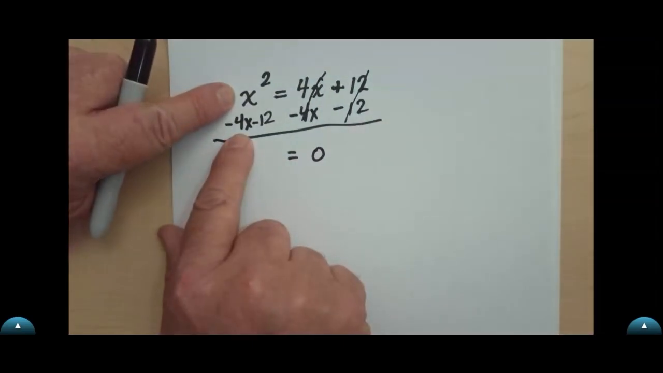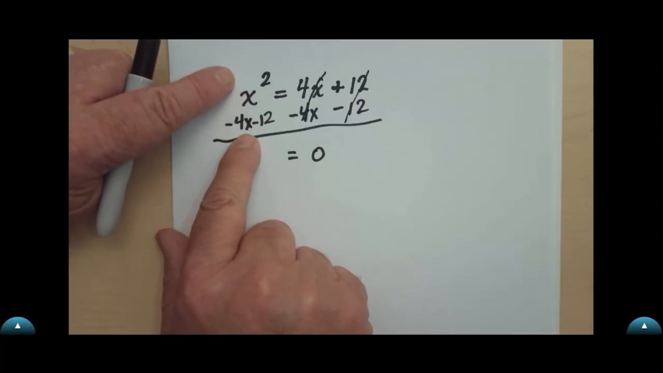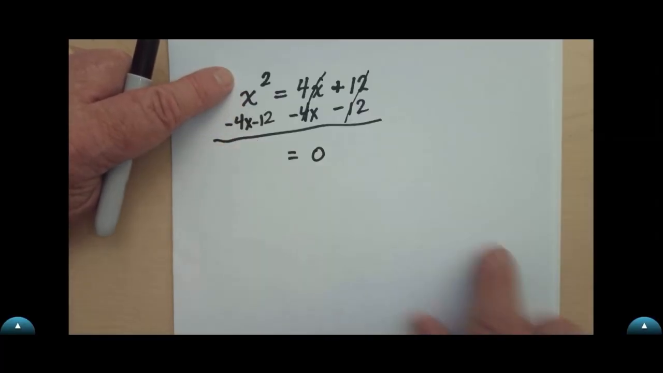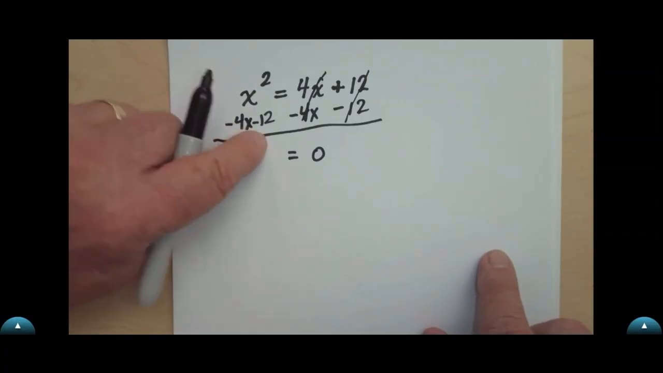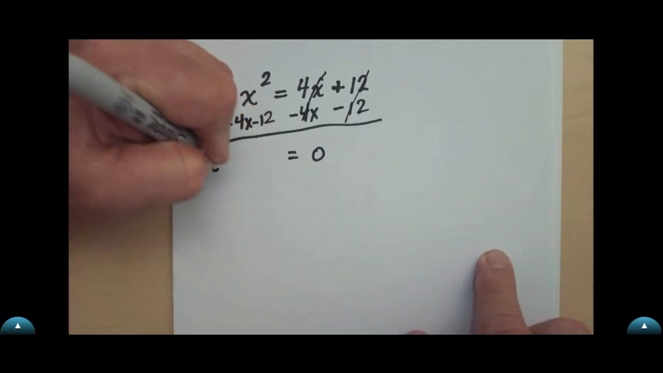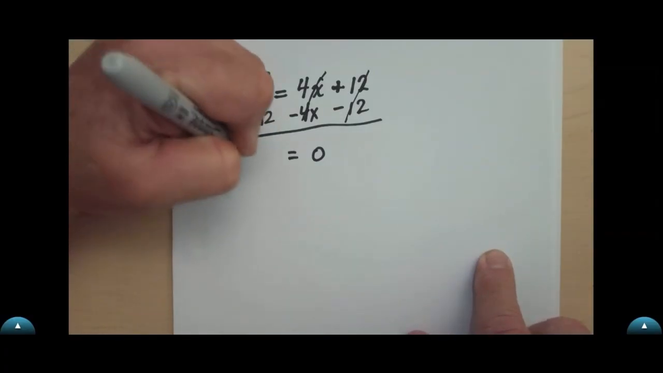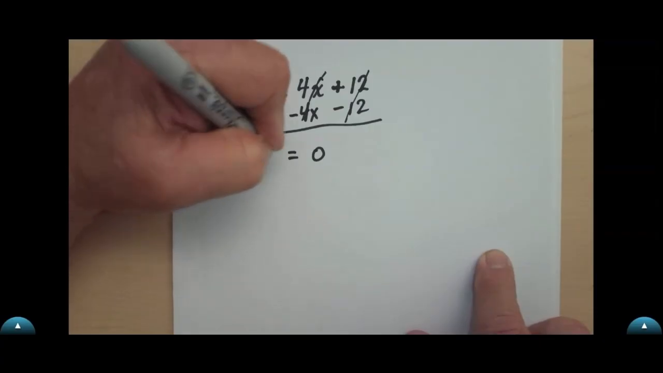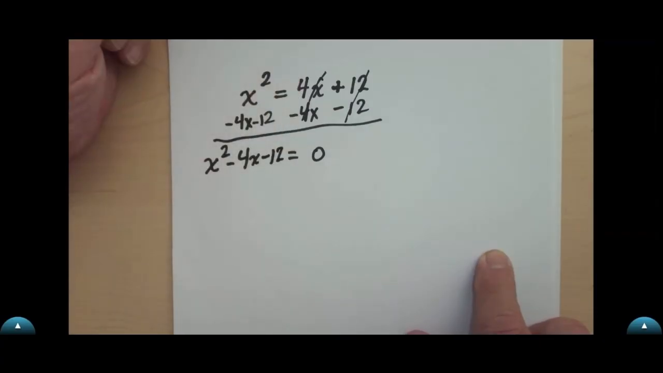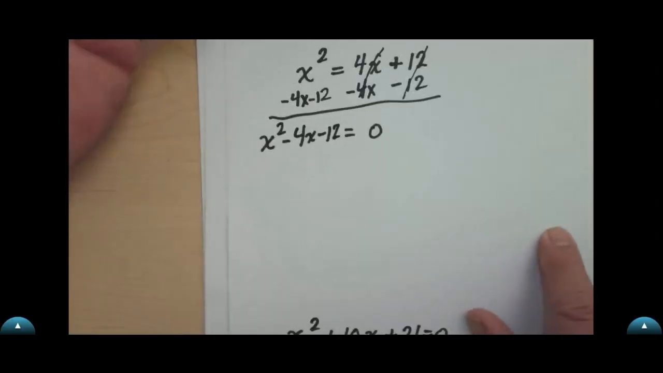Y'all look where I'm pointing, I'll see students try to put these together. Do you see why you can't put those together? They're not like terms. This is x squared, this is just x. So I'm just going to have x squared minus 4x minus 12. X squared minus 4x minus 12 equals 0. Now it looks like the ones we've been doing.